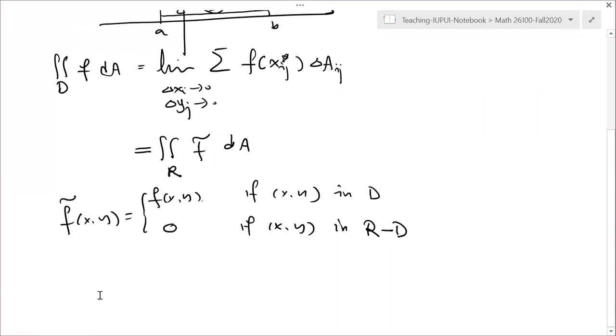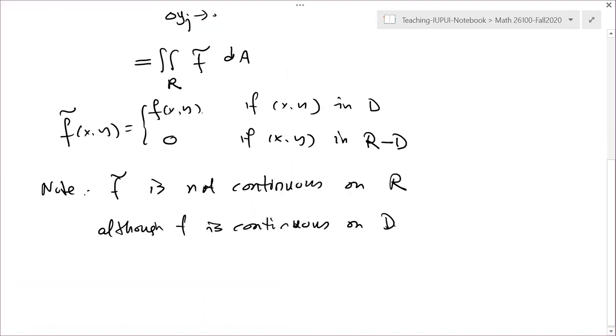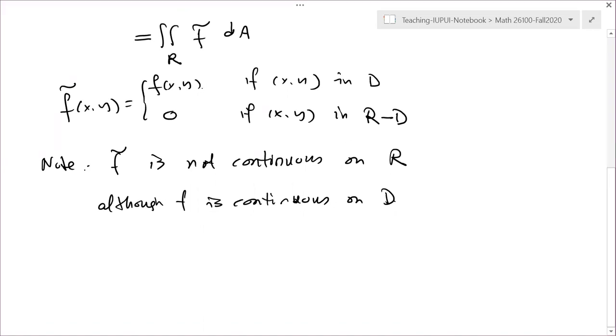Now, the question is whether we can still use Fubini's theorem, because f2 is not a continuous function. Note that f2 is not continuous on R, although f is continuous on D. The domain right now is nice, it's a rectangle, but f2 is not a continuous function. Can we still use Fubini's theorem? The answer is yes, but you have to be careful about this.